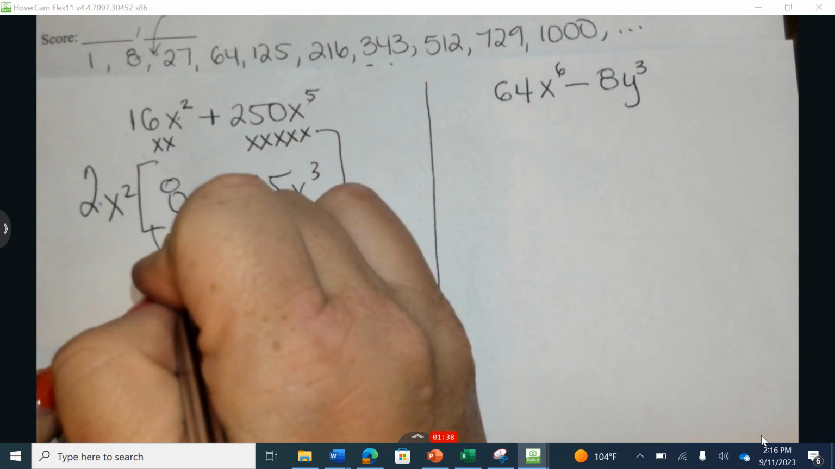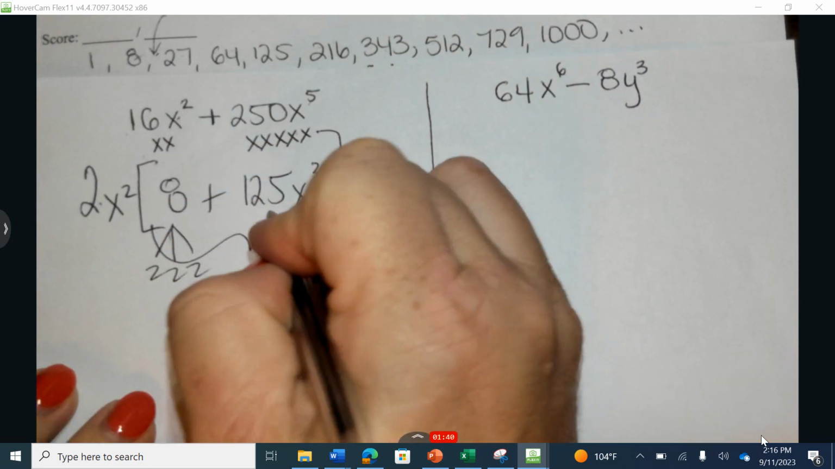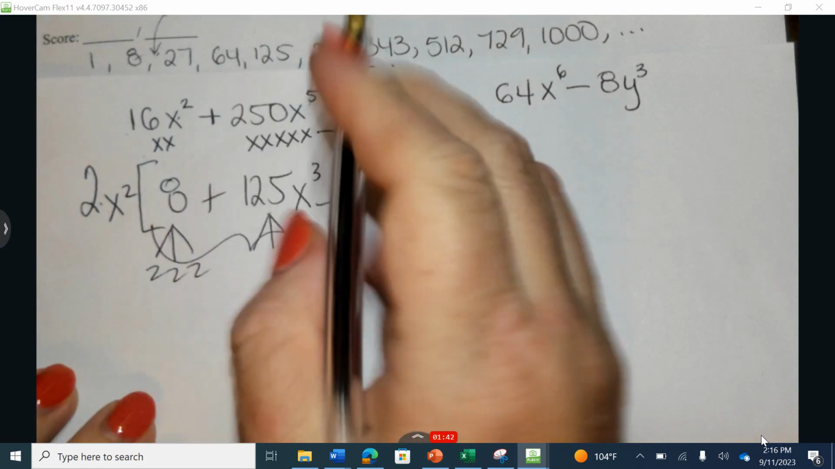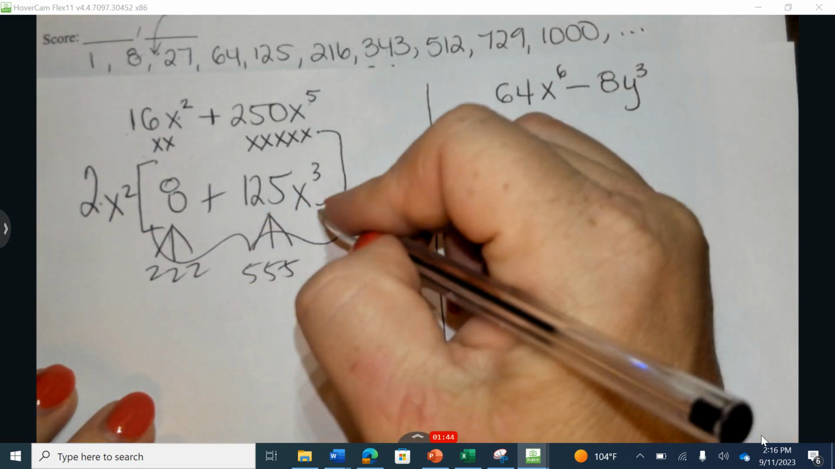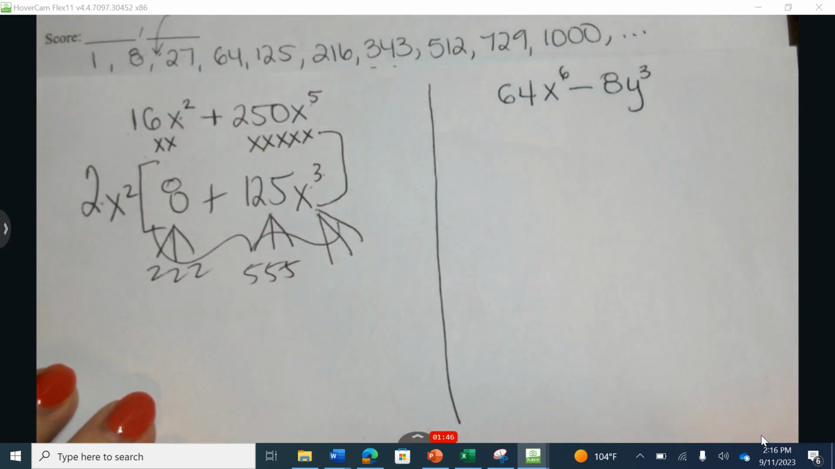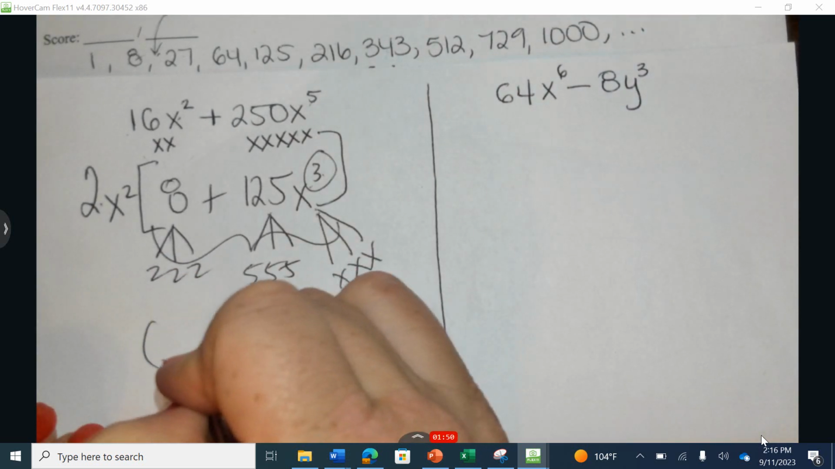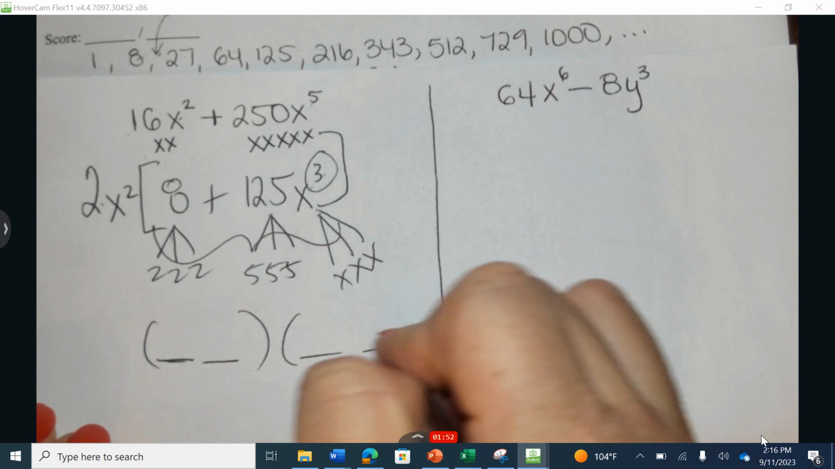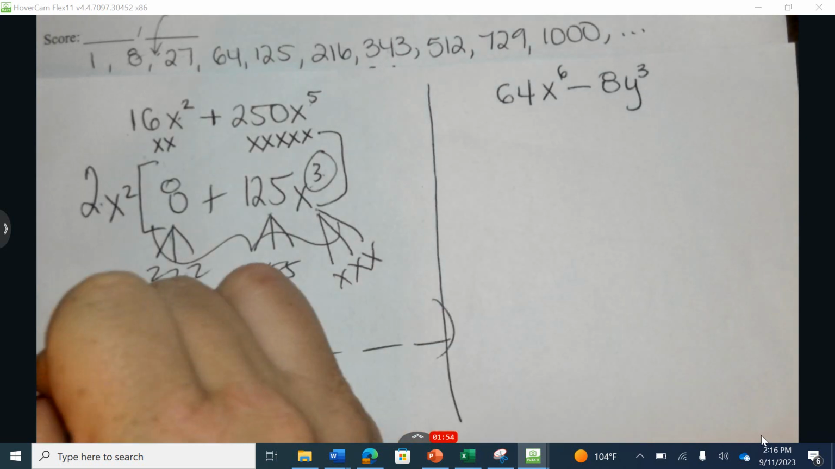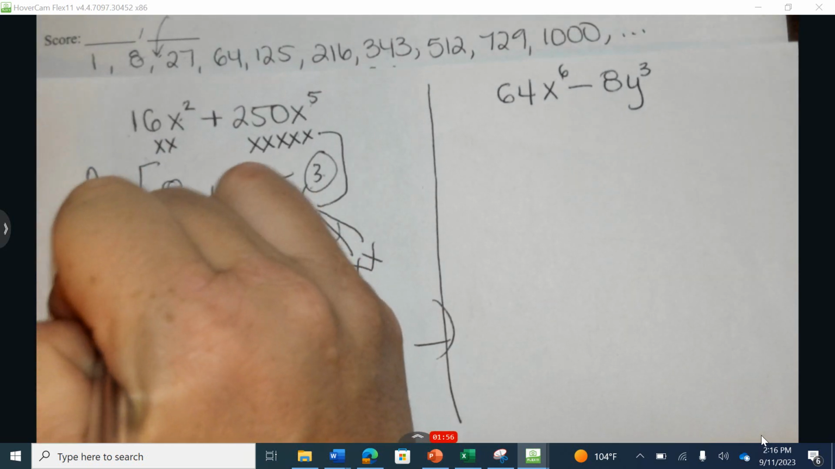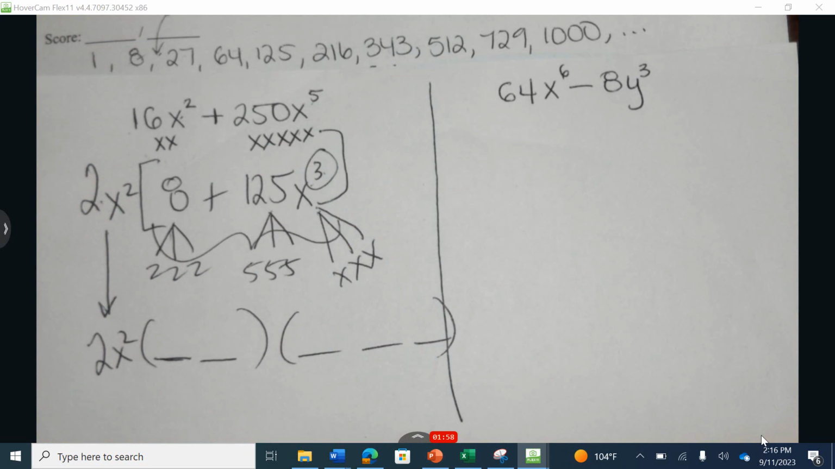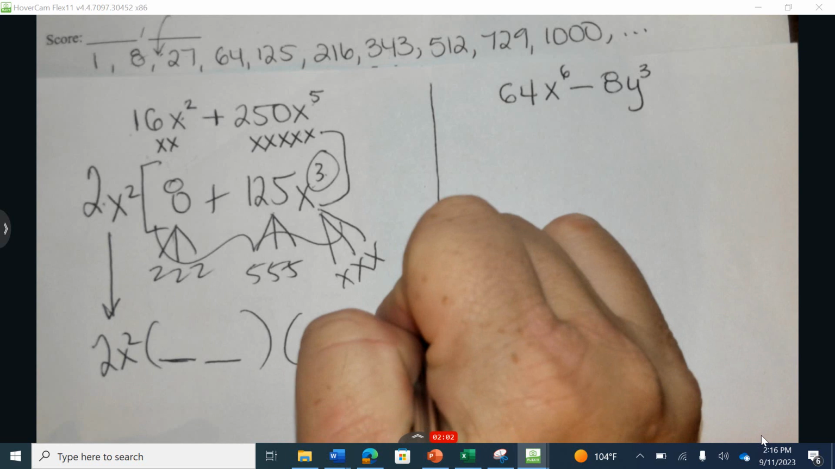I can see 8 is up above and it breaks into 2, 2, 2. 125 is up above, it breaks into 5 times 5 times 5. And x to the third, when I divide it by 3, I get x, x, x. Don't forget about bringing 2x squared down. What do I put into these open blanks? Well, this is always going to be a positive.